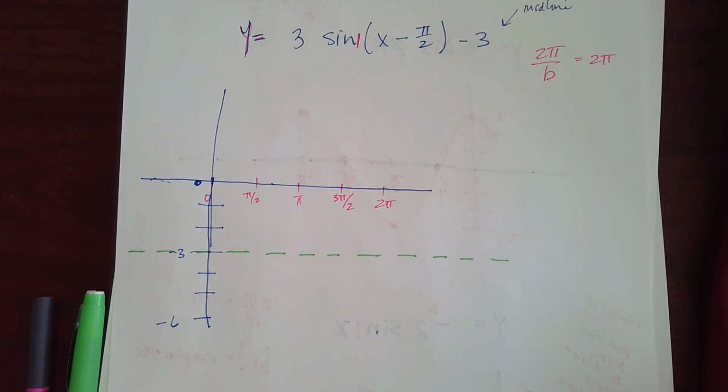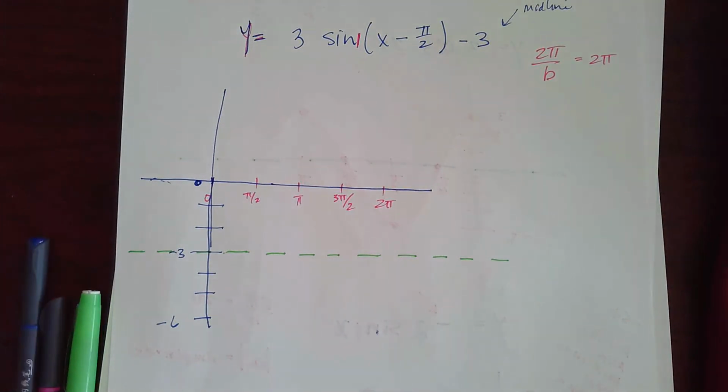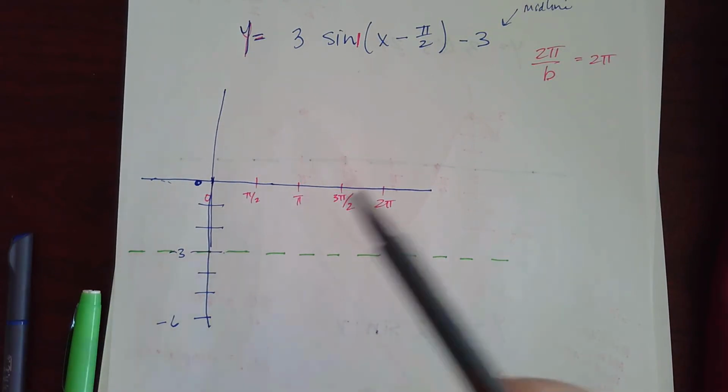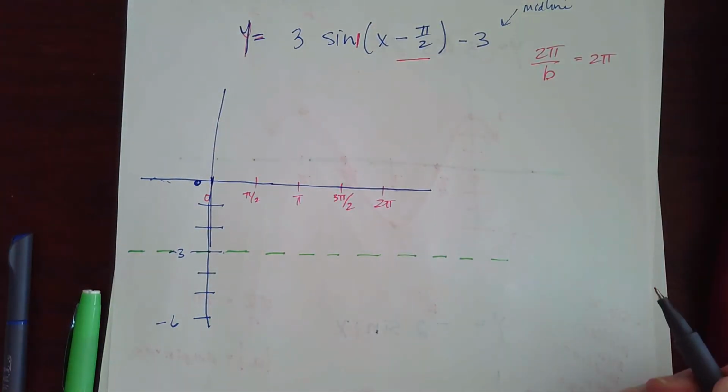All right, everything else stays the same. We've done everything. The only thing we're going to do now is shift it. So normally we would take a sine function. We would start at our midline. Remember, our midline got shifted down, so that's okay. However, we also have an h value.